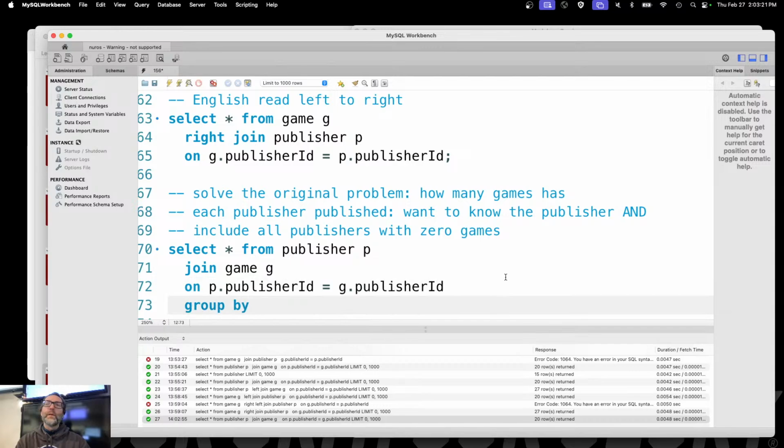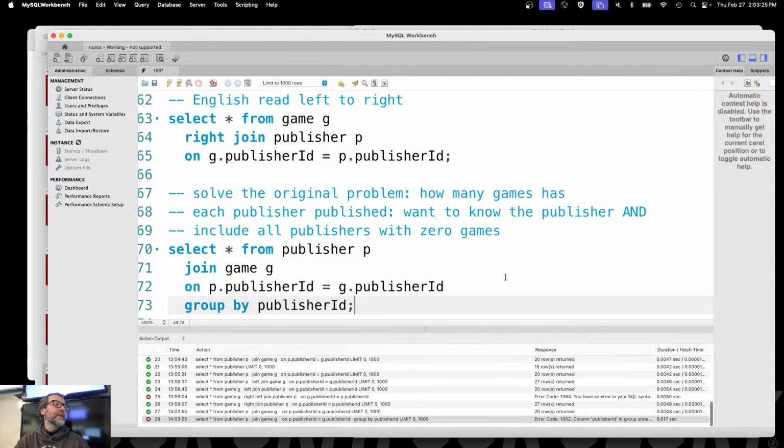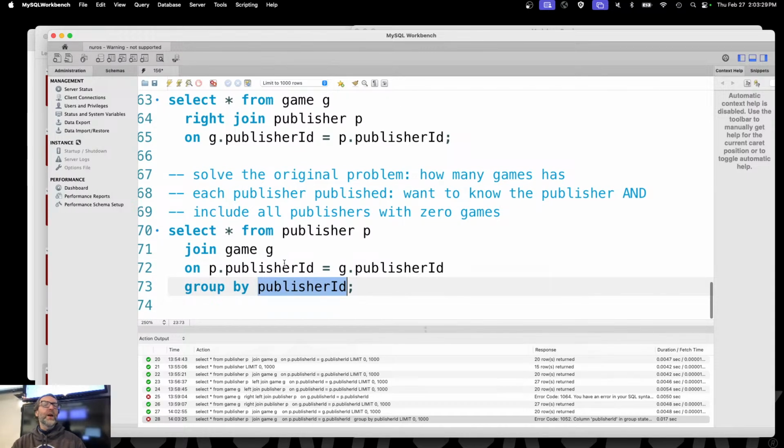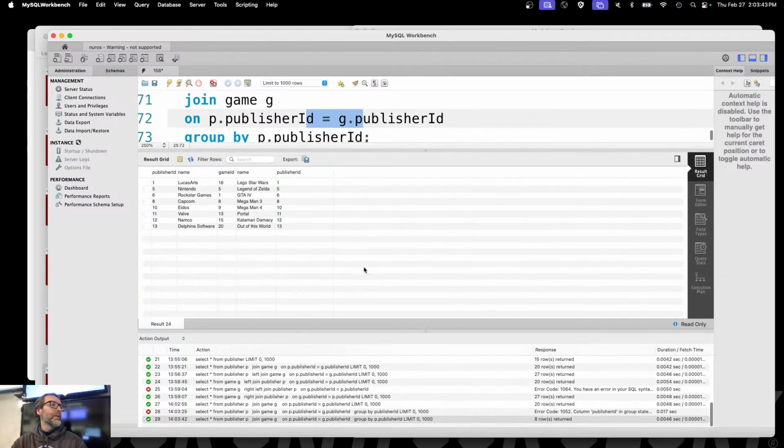Group by, can I do this? Publisher ID. Let me try first. It won't work. How many publisher IDs do you see here at this point? I see 1 and 2. Which one do you want to group by? Got to choose one. I don't know, p.publisher ID. It doesn't matter because they're both equal. There we go. Now I've got them grouped by that.